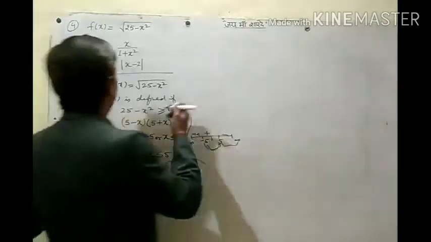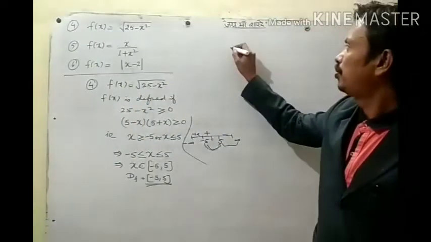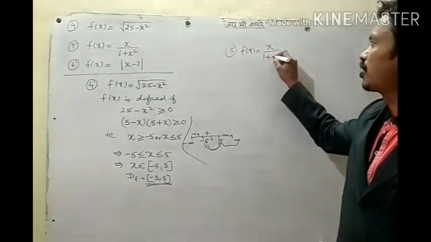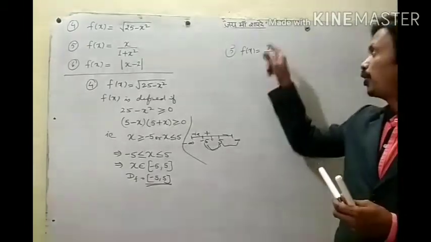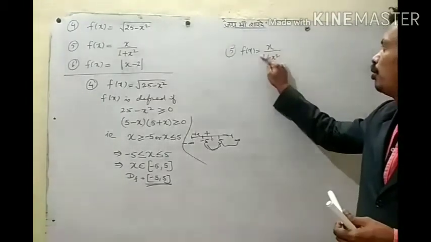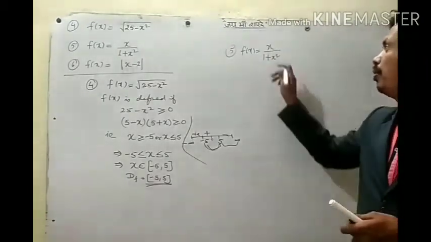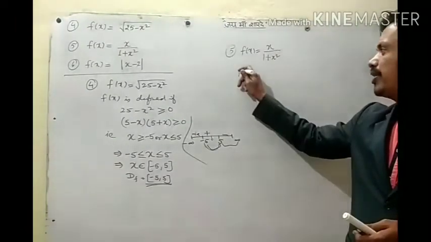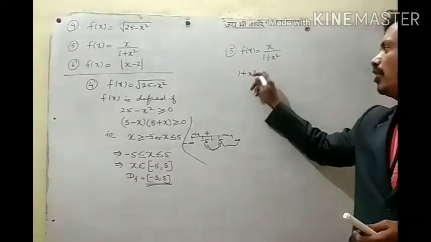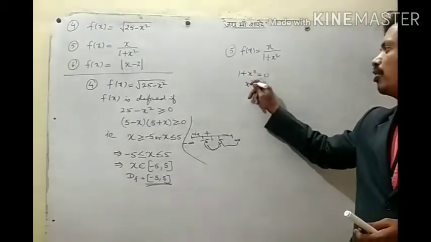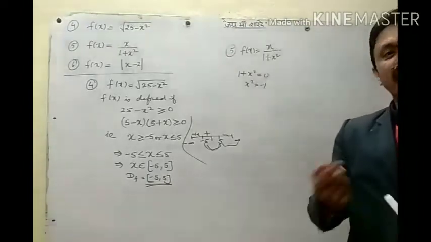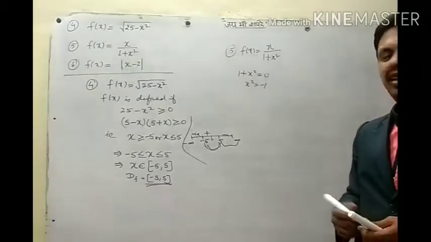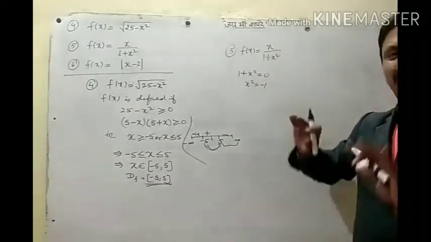Okay? Then for the fifth question, f of x equal to x upon 1 plus x square. Again you have p by q form. So your q should not be 0. 1 plus x square should not be 0. Okay? 1 plus x square, if you put 0, then what will happen? x square equal to minus 1. Now whose square is minus 1? We have no real number whose square is minus 1. It means x square plus 1 cannot be 0.